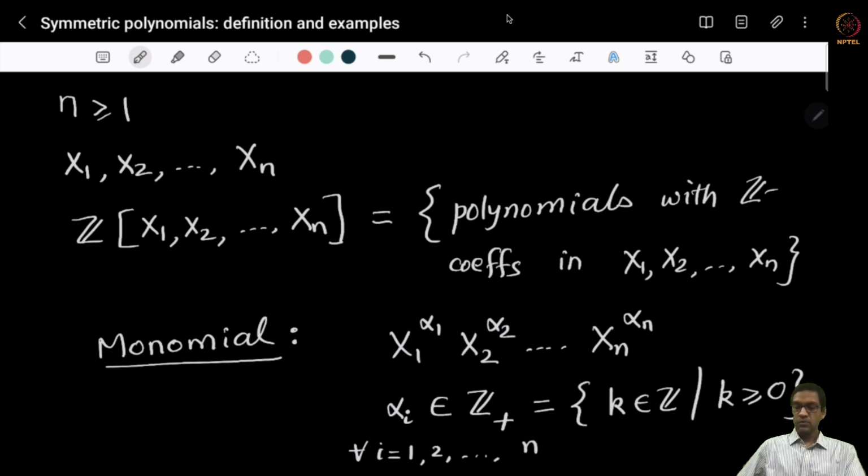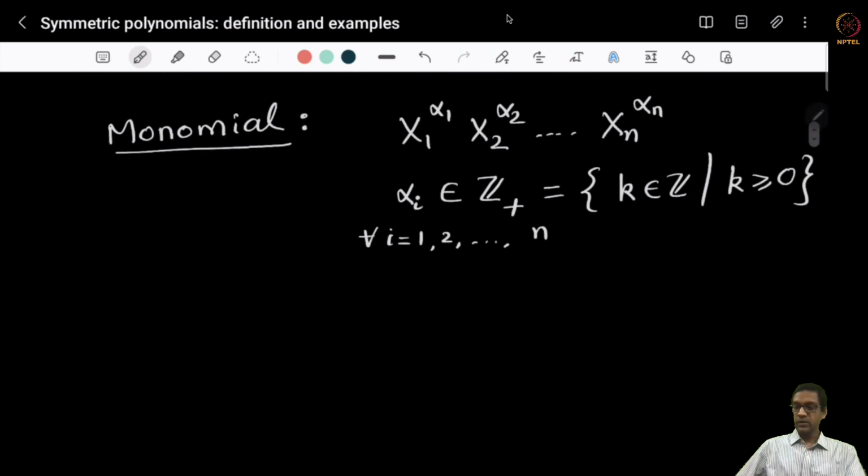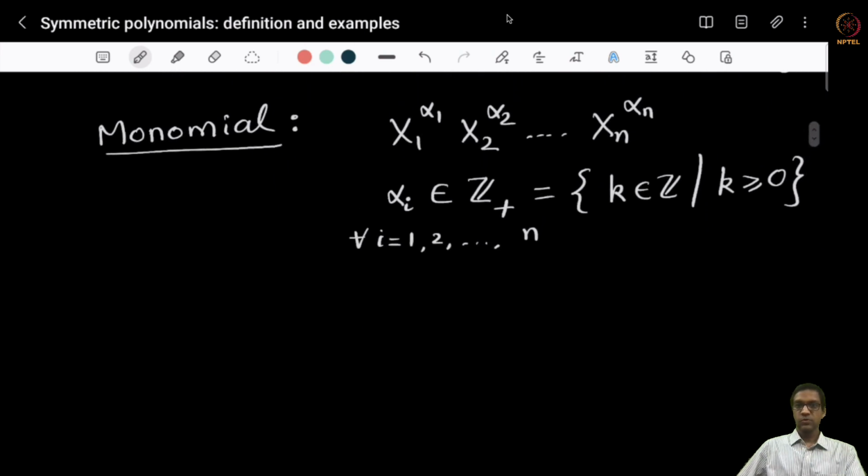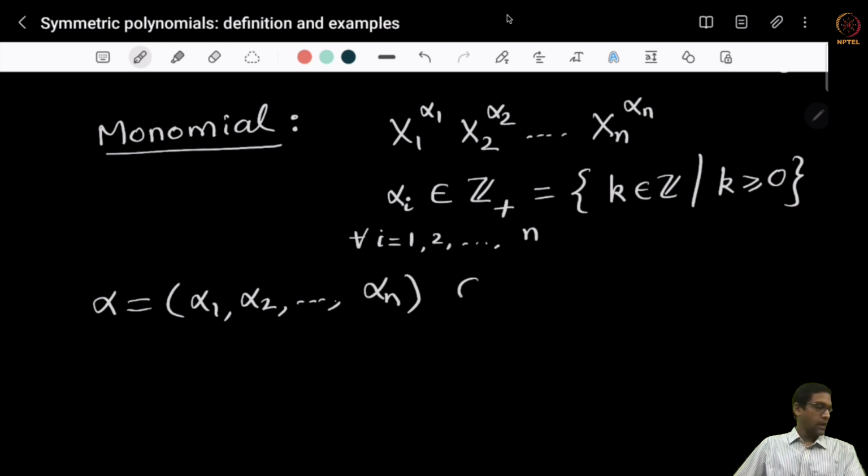Now what we'll do is we'll encode this information as follows. So there it is, alpha 1, alpha 2, alpha n. We should think of it as an ordered n-tuple. This is an element of Z plus power n, the Cartesian product of Z plus with itself n times. And this is sometimes called a multi-index. So we usually call this a multi-index.